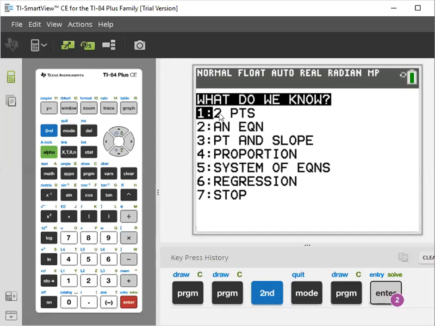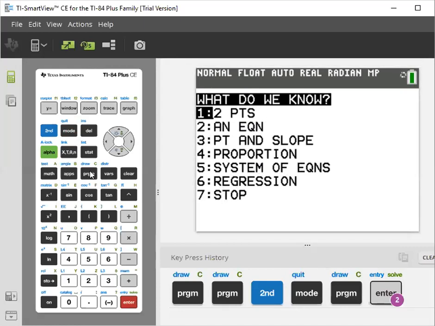But the first one is 2 points. Second one is if you are given an equation, whether it be in standard form or y-intercept form. Third is if you know a point and the slope. 4 is if you're given a proportion and you're trying to solve it. 5 is the new feature that I've added called system of equations, and I'm going to demo that. And 6 is for regressions. You won't use this one too often, but I decided to leave it. And so let me go.